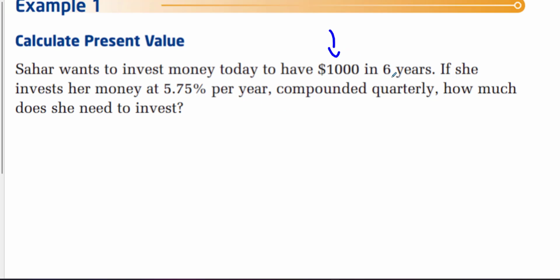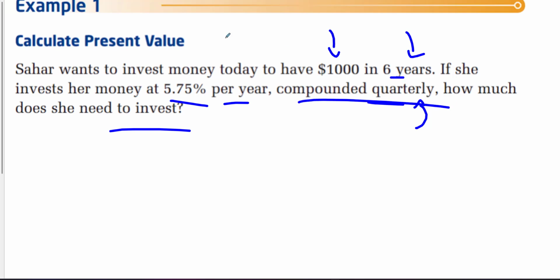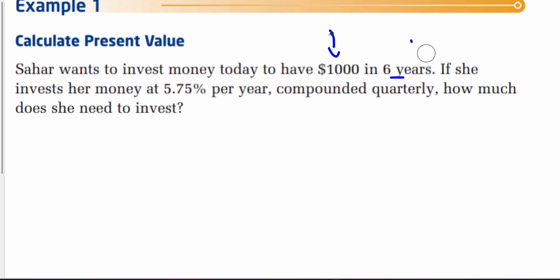Calculate present value. Sahara wants to invest money today to have $1,000 in 6 years. If she invests her money at this amount per year, compounded quarterly, how much does she need to invest? Ooh, so here we have a good question to see how 6 years and compounded quarterly are different. So we're gonna have to do something about that. So let's do that right now.